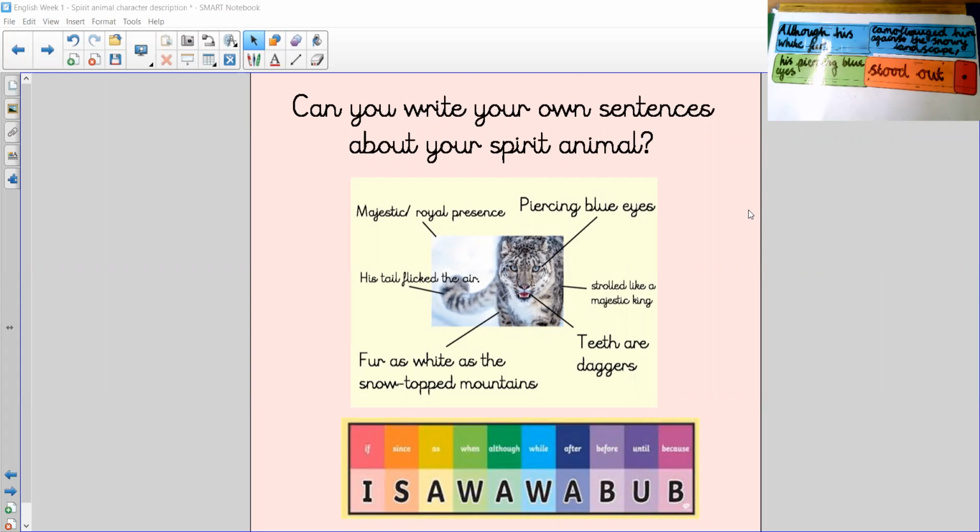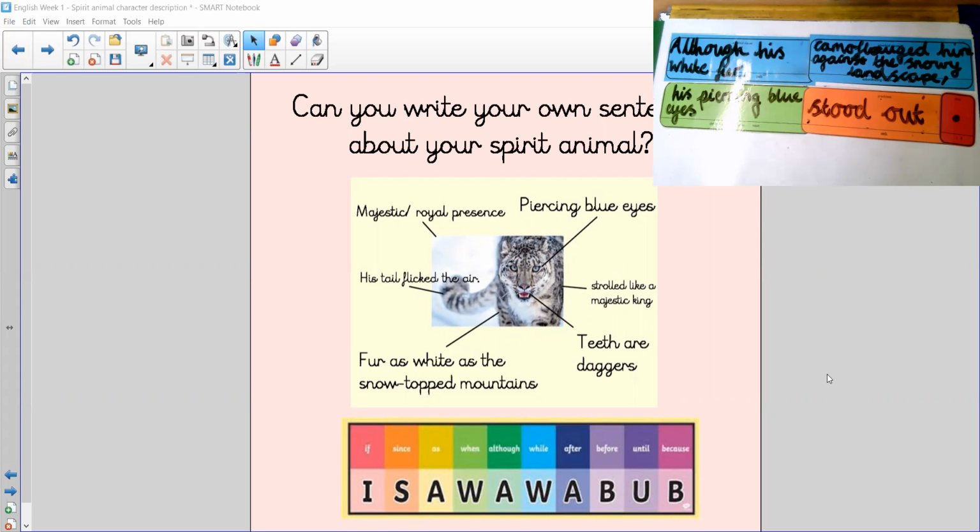I'm just going to make my screen a bit bigger so we can read it. And this time I have put my subordinate clause at the start of my sentence. So I've written, "Although his white fur camouflaged him against the snowy landscape, his piercing blue eyes stood out." Stop. Okay, so you can see here I've got my subordinate clause at the start with its subordinating conjunction, although. I've got a comma after it to separate it from the rest of my sentence, remembering I only need that comma if the subordinate clause comes at the start of the sentence. I've got my subject, which are his piercing blue eyes, and then I've got my predicate, which is stood out. And finally, I've stopped my sentence using a stop.